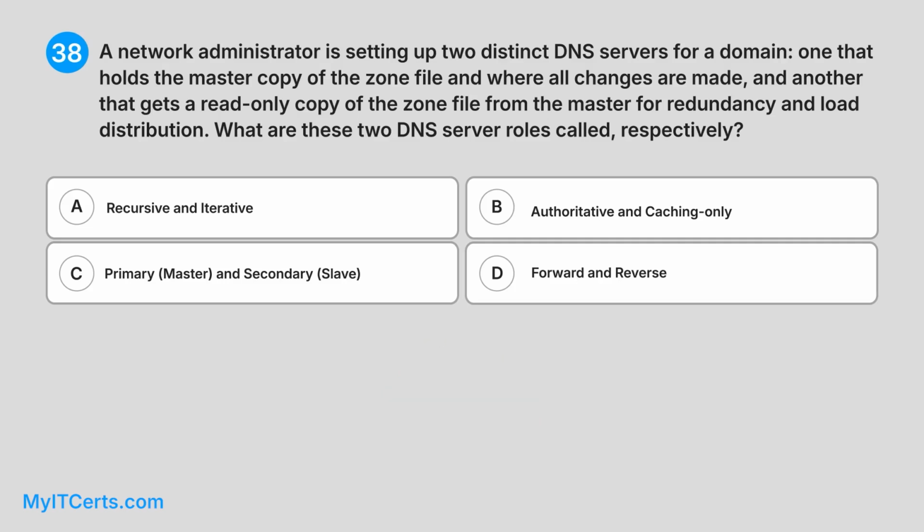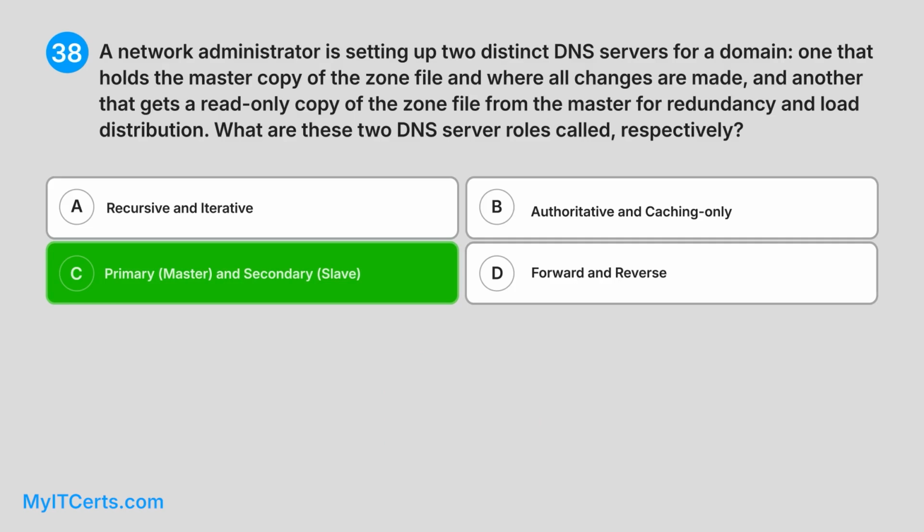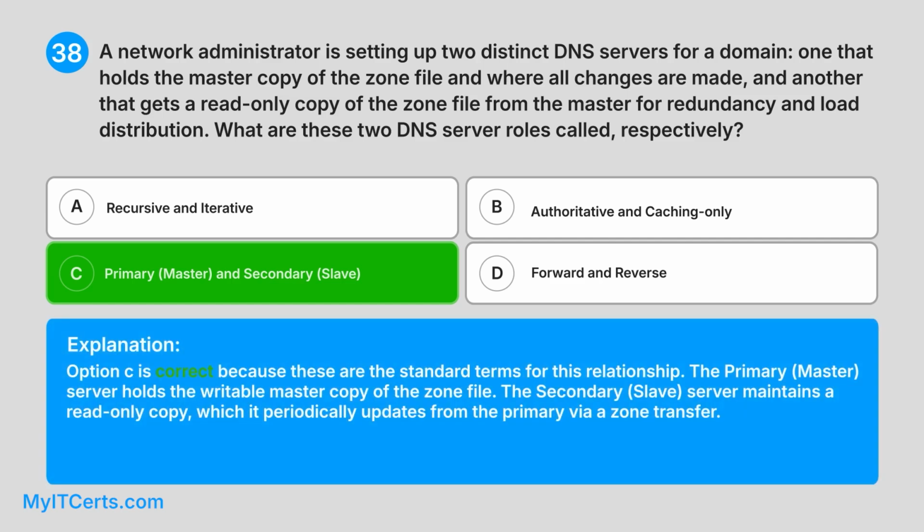Correct answer: C. Primary master and secondary slave. Explanation: Option C is correct because these are the standard terms for this relationship. The primary master server holds the writable master copy of the zone file. The secondary, slave, server maintains a read-only copy, which it periodically updates from the primary via a zone transfer.